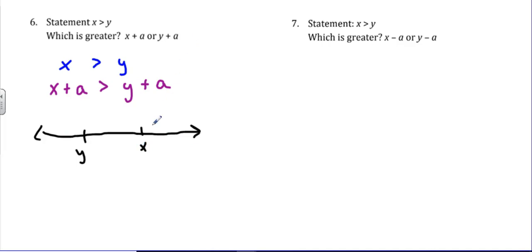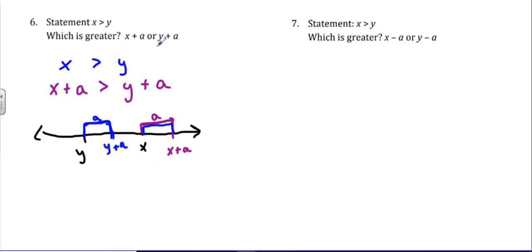So if I add a, that means I'm adding some amount of a. Let's say it's this distance. So that puts x plus a right here. And then if I add that same a, now I have y plus a right there, assuming that this a and this a are actually the same length. So x plus a is still bigger than y plus a.